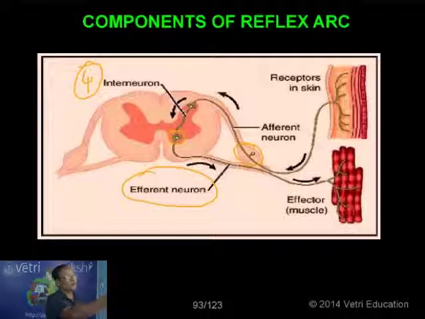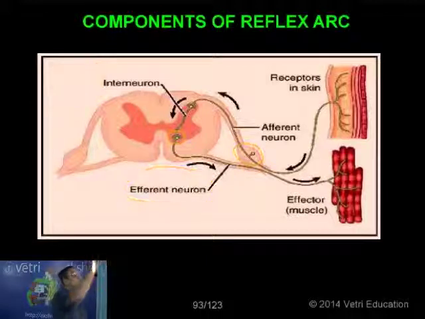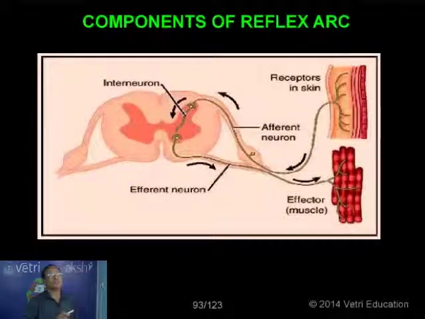So we have a receptor in the skin, then the afferent neuron, then the gray matter, then the interneuron, relay neuron, or association neuron. And then we have the efferent or motor neuron, which carries a message to the effector organ, the one which does the action, normally a muscle or a gland. These are the various components of the reflex arc: the receptor or sensory organ, then the message is conveyed to the spinal cord by the afferent or sensory neuron.